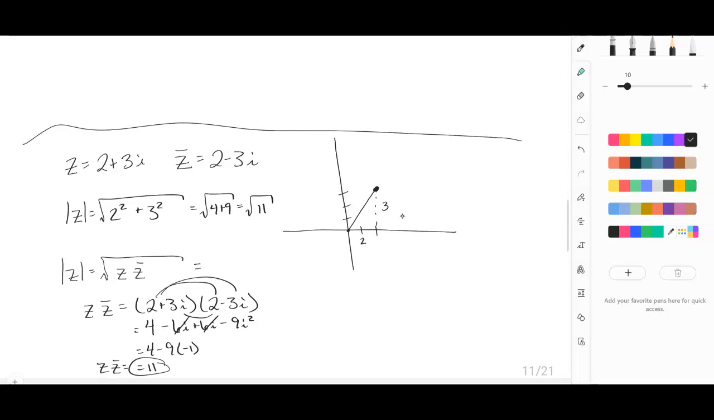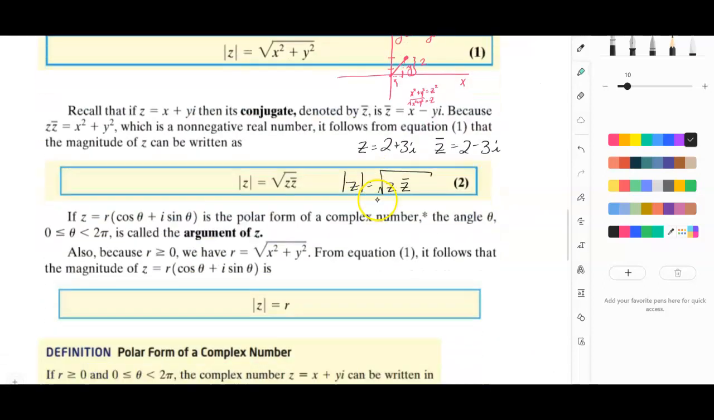So the theorem says that we could find that modulus by taking z, multiplying by its conjugate, and then taking the square root. So we're going to get square root of 13, which is the same thing we got when we used that theorem, square root of x squared plus y squared, to find that distance between that point and the origin. So you've got two ways to think about it.